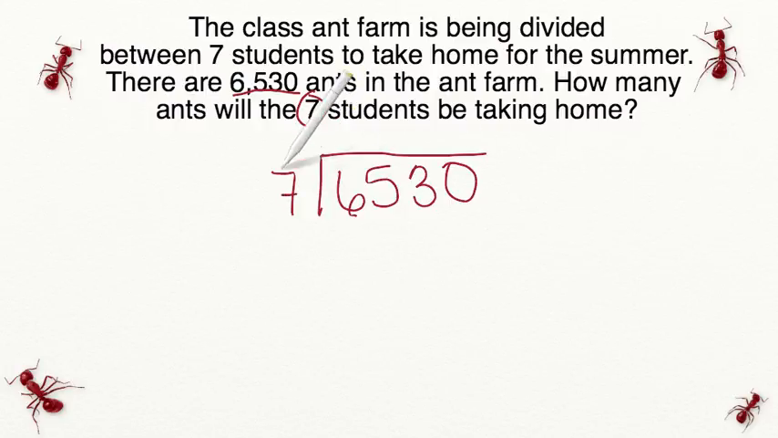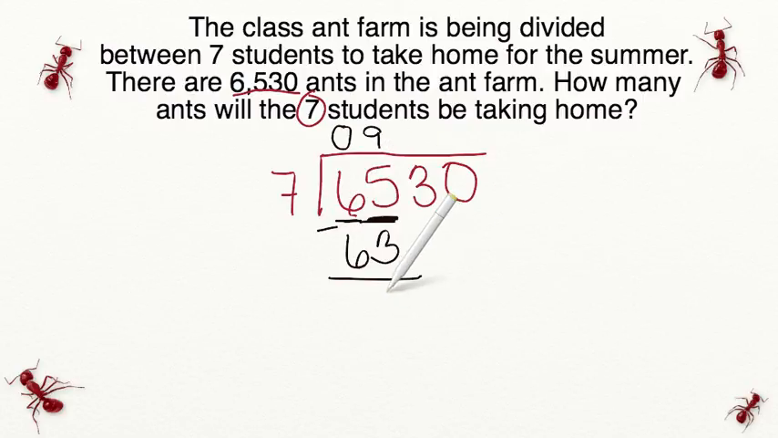So our first step is to see how many times 7 can go into our first digit, which is 6. But since 6 is less than our divisor of 7, we need to put a 0 as a placeholder and move into our next place value. 7 can go into 65 9 times. 7 times 9 equals 63, and when we subtract down, that gives us 2. So now we're ready to move down our next place value.